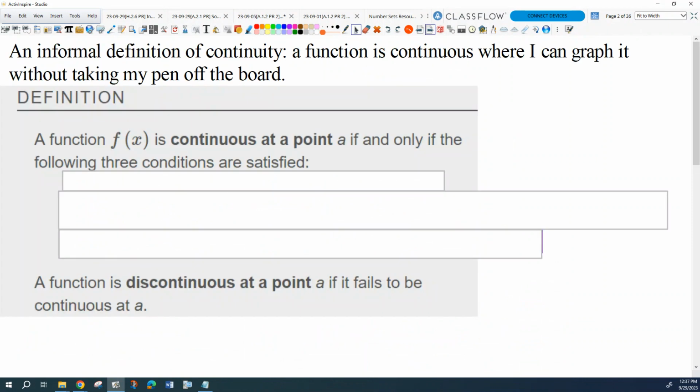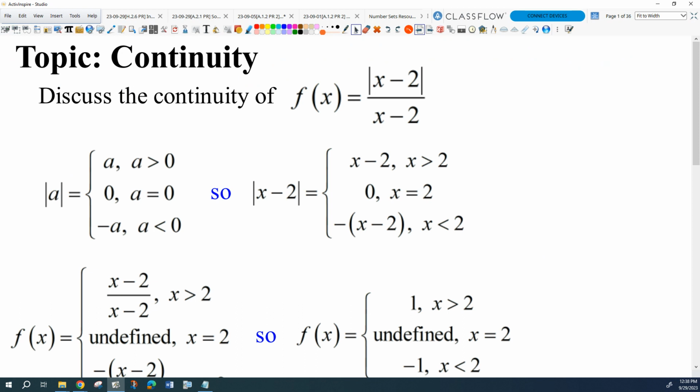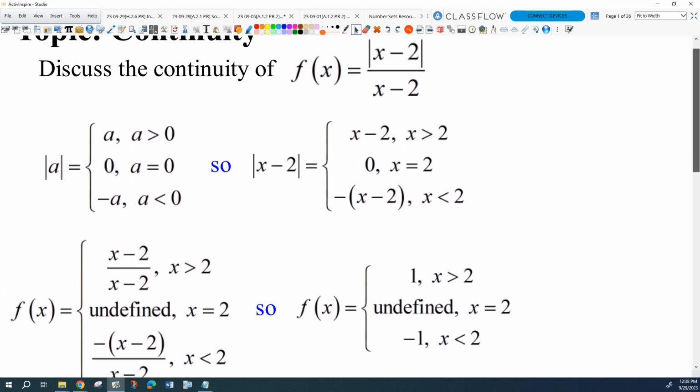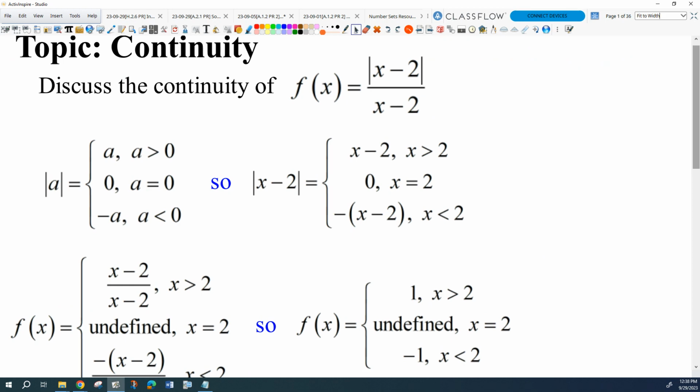An informal definition of continuity is this: a function is continuous where I can graph it without taking my pen off the board. So any place during the period of graphing the function, at any value of x where I would have to take my pen off the board, the function becomes discontinuous there, right? That's a discontinuity. Okay, so if we were to discuss the continuity of this function that we've seen several times, let's briefly look at it again. It's worth seeing again. What would we get?